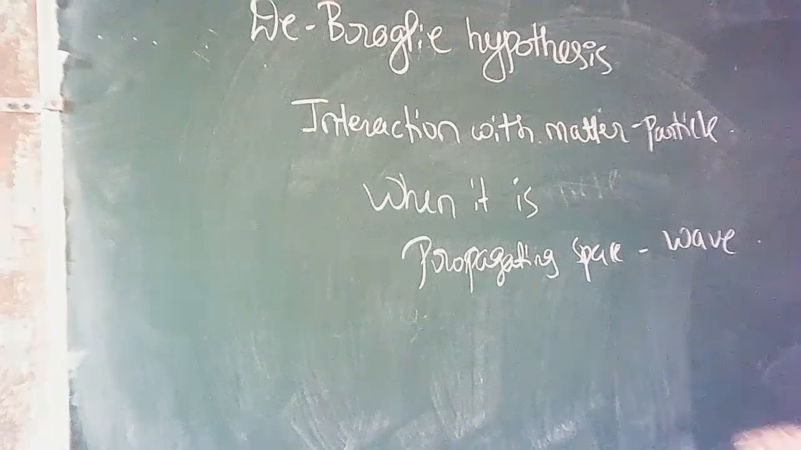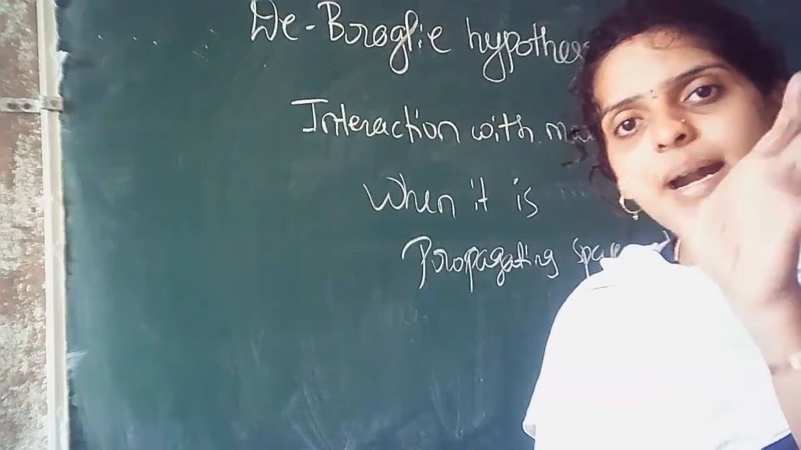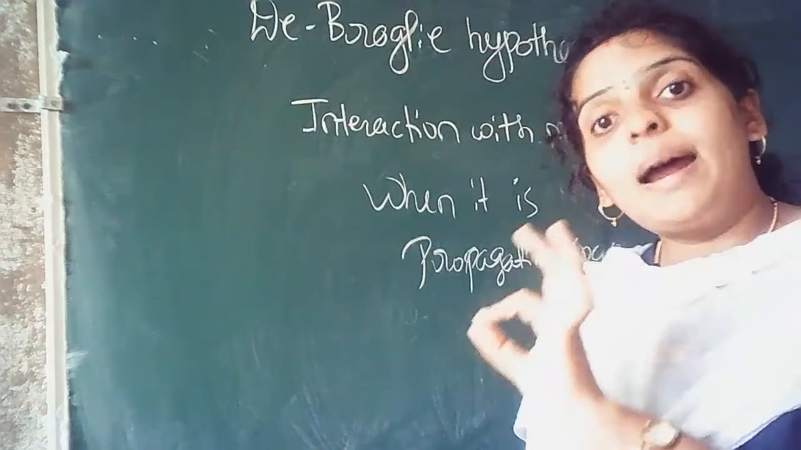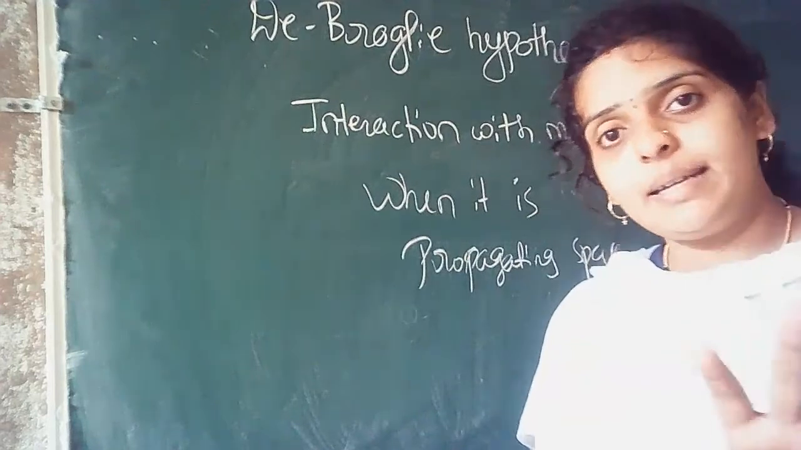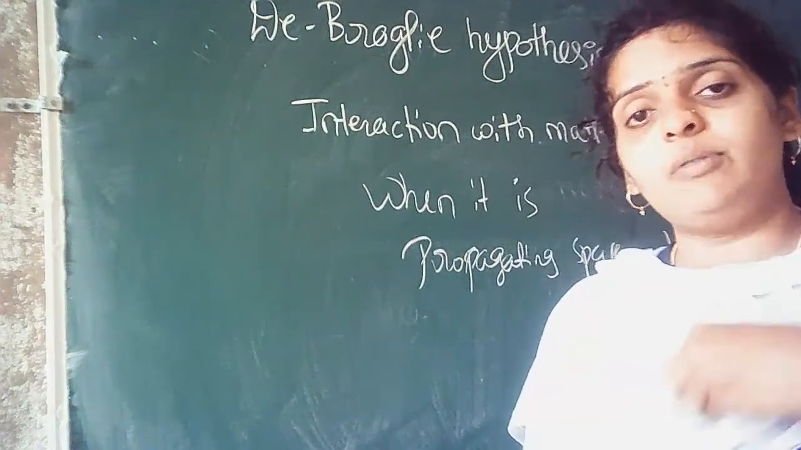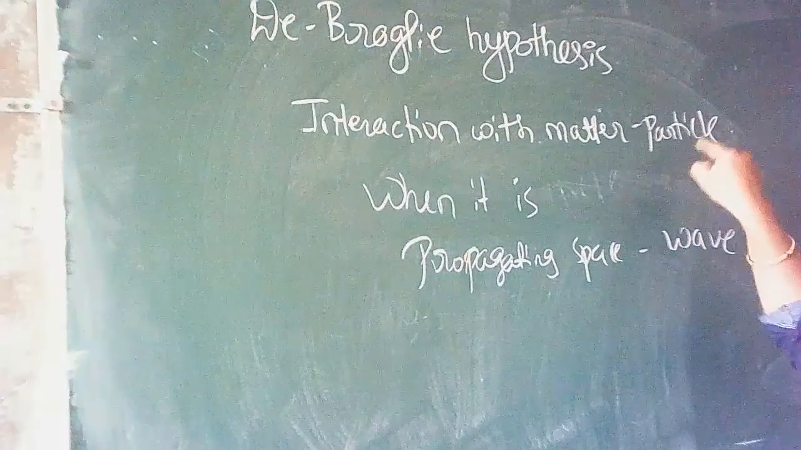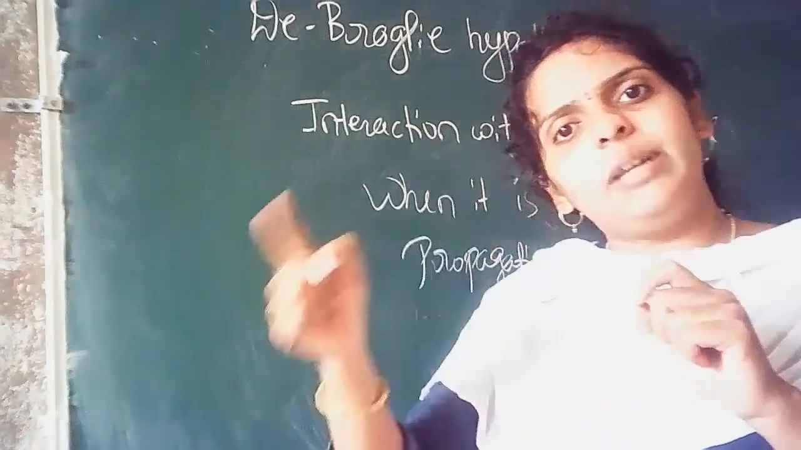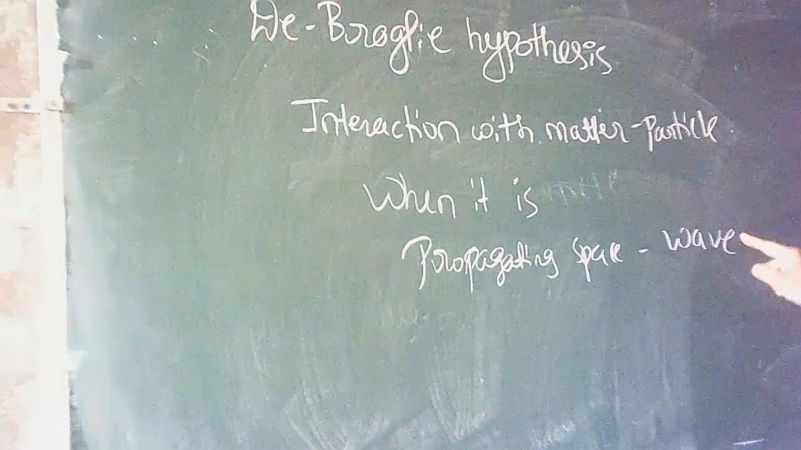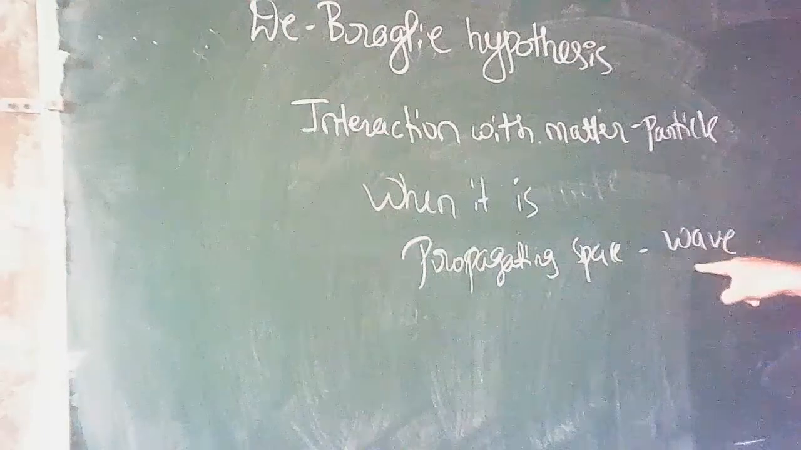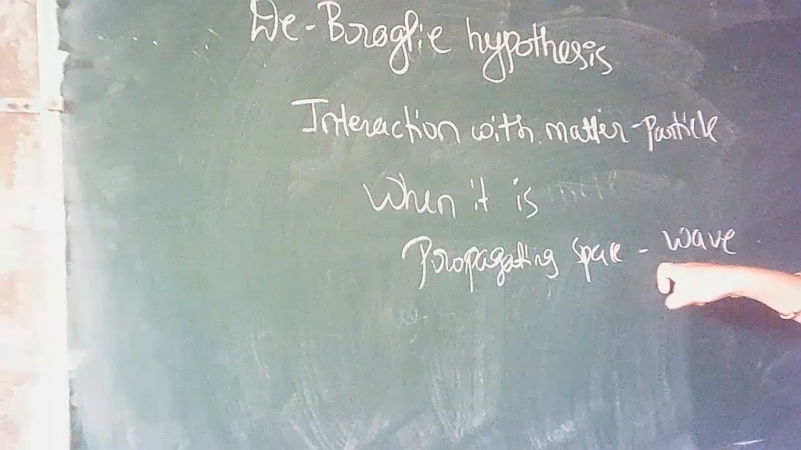Okay, are you getting my point? What we are saying is that your moving matter behaves as both particle nature as well as wave nature. When it is interacting with the matter, it behaves as particle nature. When it is moving in free space, at that time it is possessing the property of what? Wave nature. So this is called as what? De Broglie hypothesis. This is called as De Broglie hypothesis.